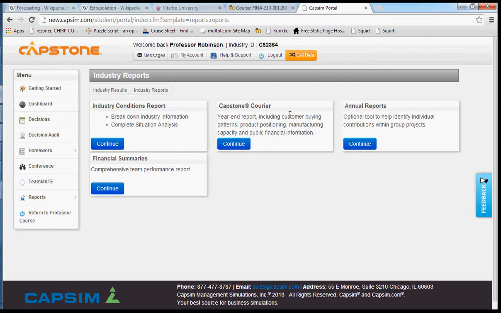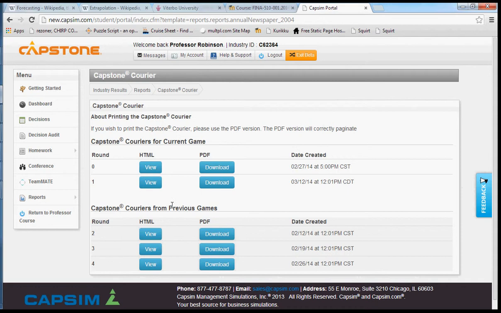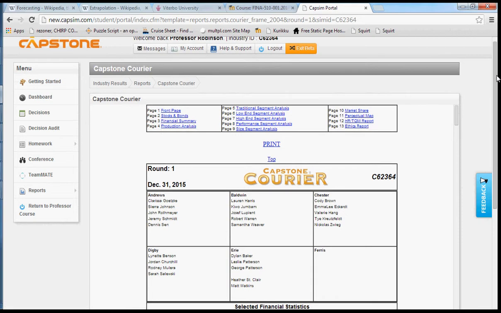So the Courier gives segment by segment information on growth in certain product segments, competitive intelligence about other teams in the simulation. There is a lot of information here, so we won't go through all of it right now in this video. I'll devote one later to the Courier.